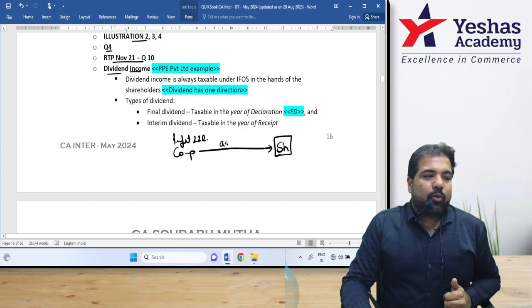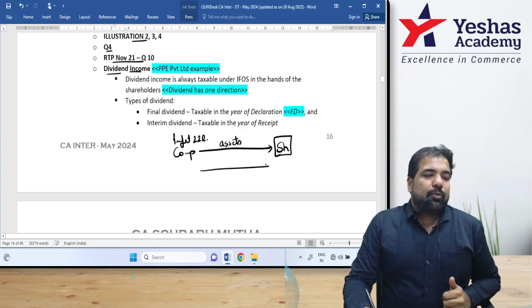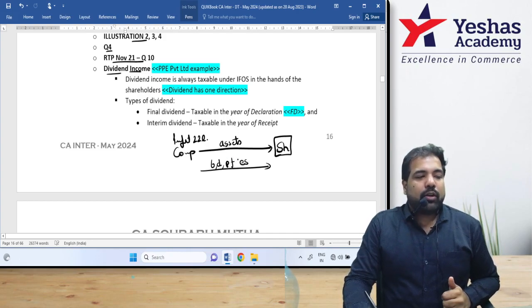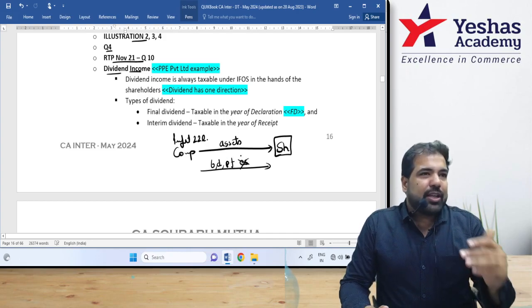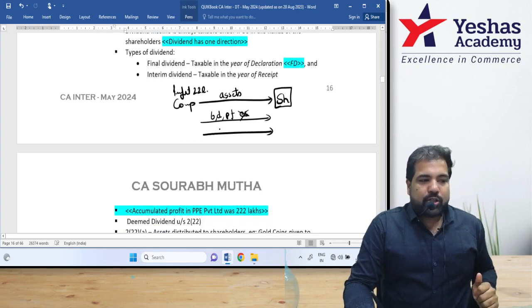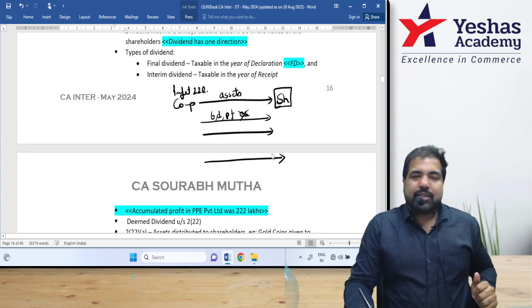Guys, in A, what are you transferring? In B, what are you transferring? Bonds, debentures, preference shares, but even if you give equity shares, guys, that will not be deemed dividend. Next, guys, you're closing the company, liquidation. And last, you're decreasing share capital.